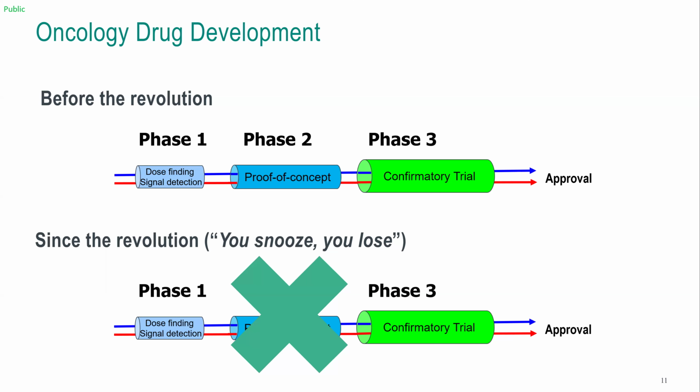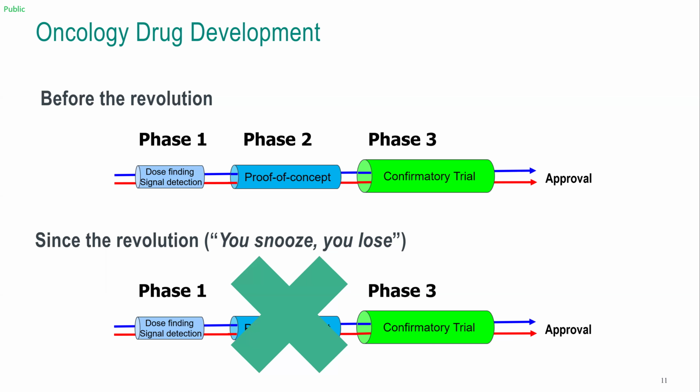Before the revolution, oncology drug developers were more cautious. They tended to follow the traditional paradigm, which is to first of all use phase one to find a dose and to do some preliminary signal detection in 30 to 40 patients for each tumor indication. And once they see some signal, they want to do a more solid proof of concept by comparing the experimental drug to a standard of care or best supportive care to make sure that the drug is indeed working. And if so, they will carry on to phase 3.